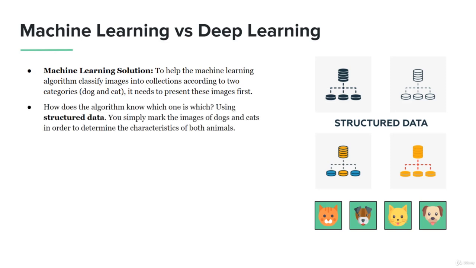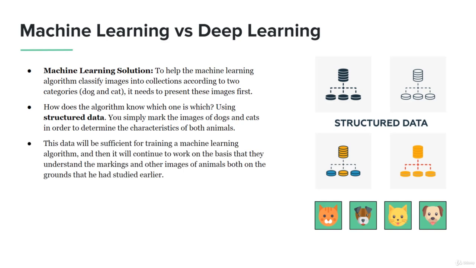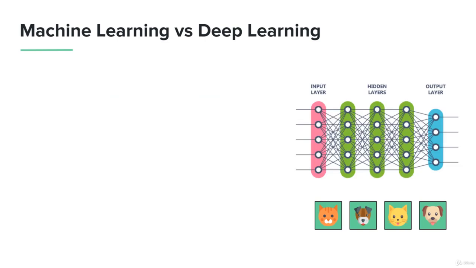And so essentially the algorithm knows which one is which using structured data. You simply mark the images of the dogs and the cats in order to determine the characteristics of both animals. That's the machine learning aspect. And then this data will be sufficient for training the machine learning algorithm, and then it will be able to continue to work on the basis of what it understands. It understands the markings in the other images of other animals based on the understanding of the data that has been submitted. And so that's machine learning versus deep learning.